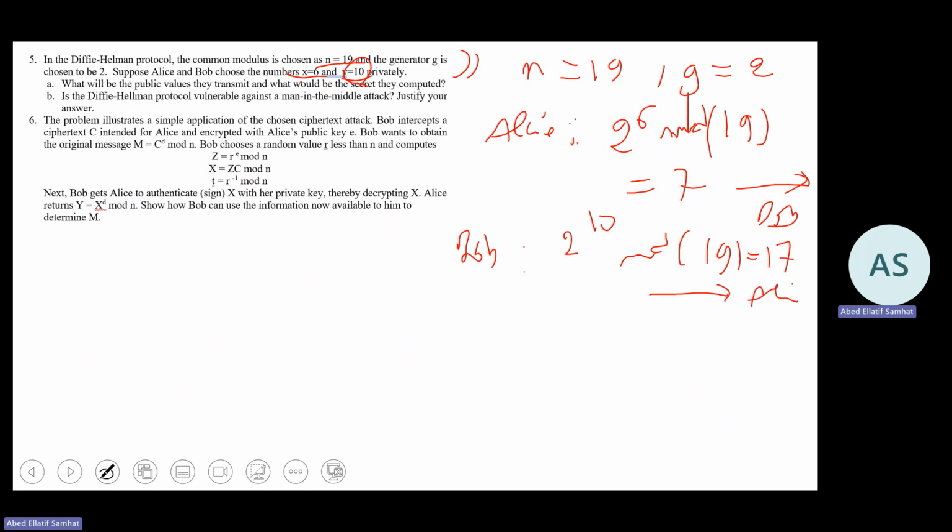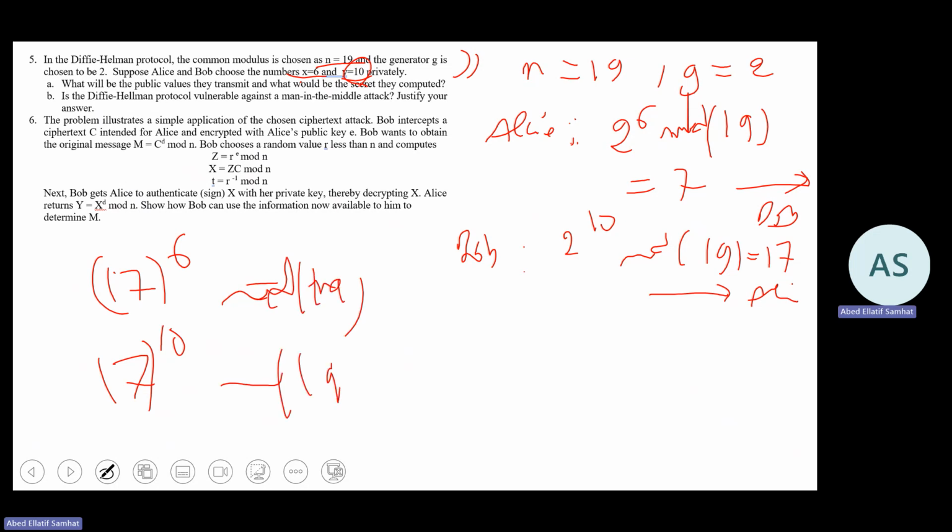So each of them will then calculate. Alice will receive 17, so Alice will calculate 17 to the power 6, and Bob will calculate 7 to the power 10, all mod 19. Both will have the same secret key, which is 7. Okay, so this is the way to apply it.